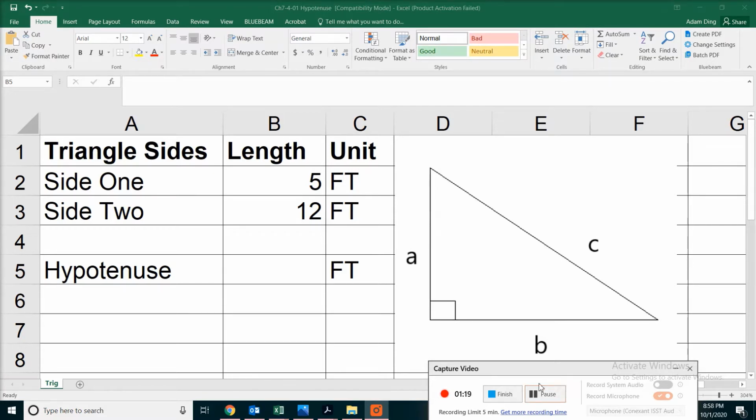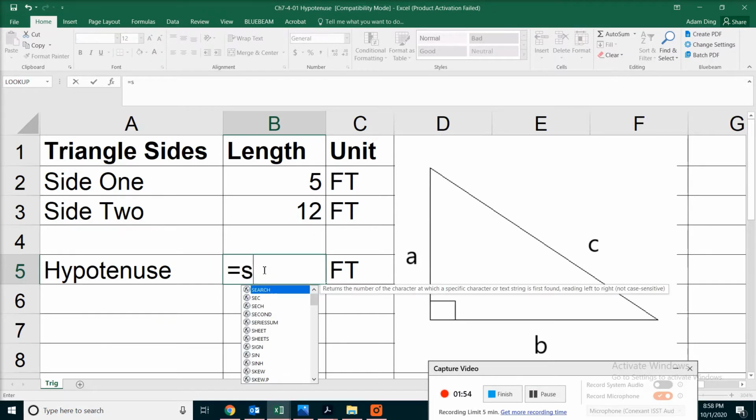From the math formula, we know the relationship of the three sides is a squared plus b squared equals c squared. In order to get to c, what you need to do is to square each of the two other sides and then add them up, then take the square root. Let's put this in the formula. Type equal and then square root.